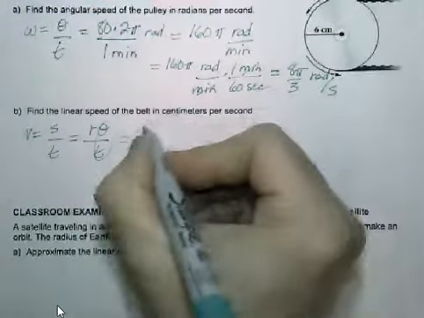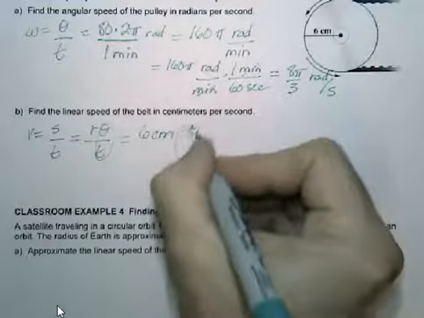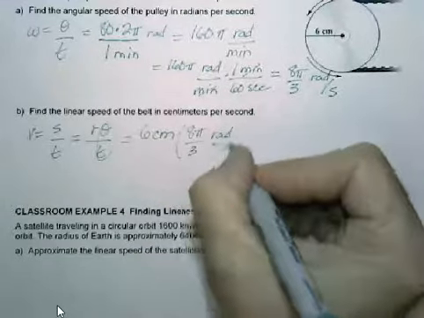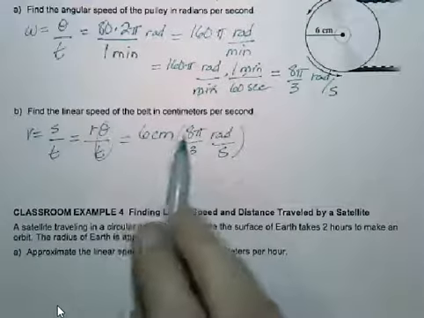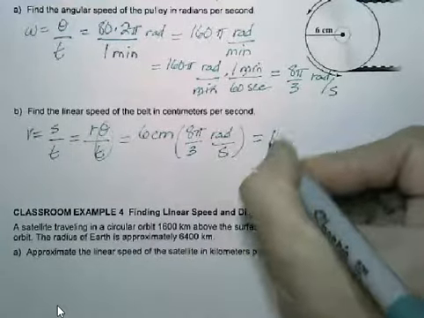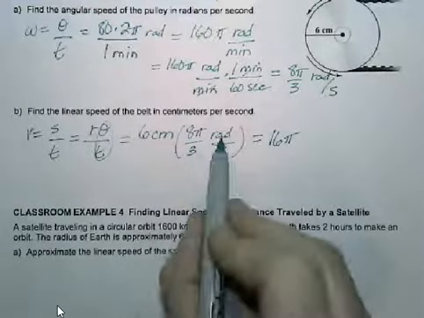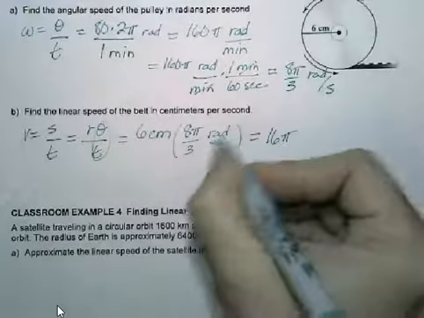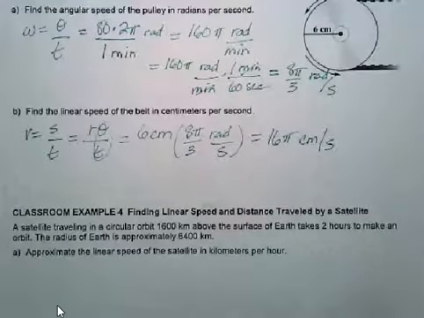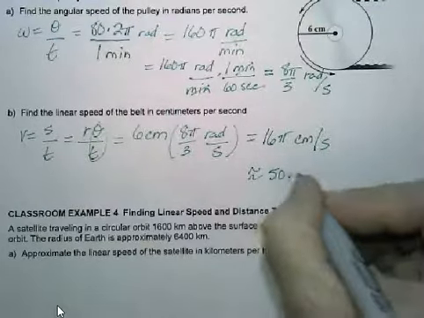My radius is 6 centimeters. My angular speed is 8 pi over 3 radians per second. If I take 6 times 8 pi over 3, that's going to simplify to 16 pi. And then again, when I've got all these other units, I can just forget about the radians. So my units here would be centimeters per second. 16 pi is approximately 50.3.